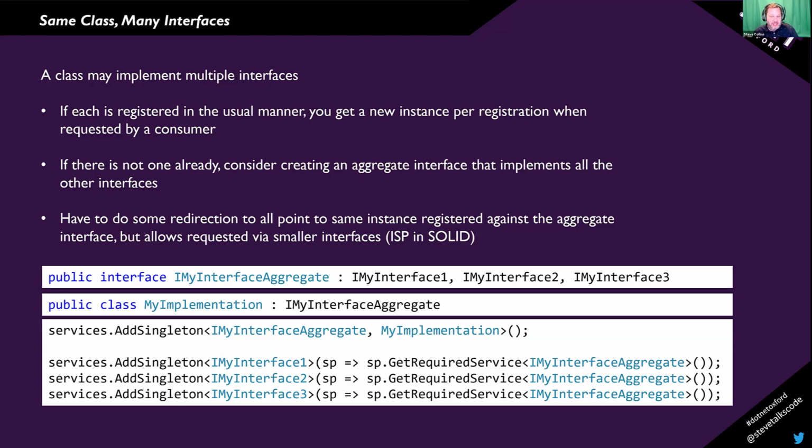So what I've got in this code here is I start off by registering my class, and I'll talk about the aggregate interface in a minute. But then the key bit is when you register the interfaces, you use the service provider's GetRequiredService to go and get that original thing that you've registered.